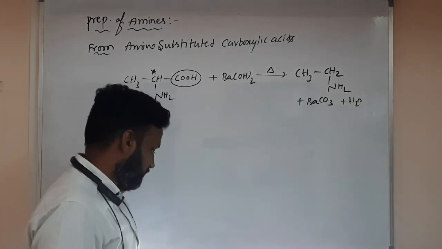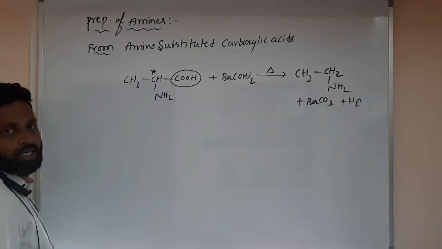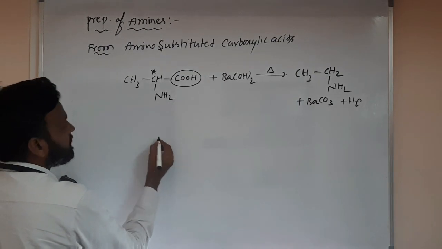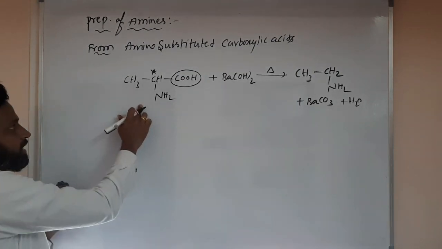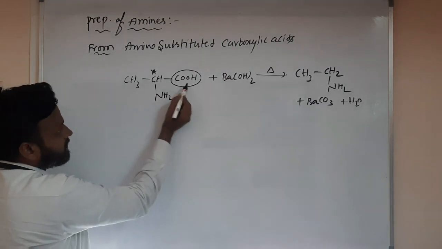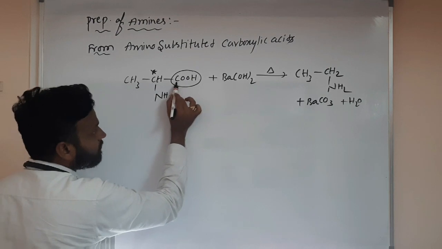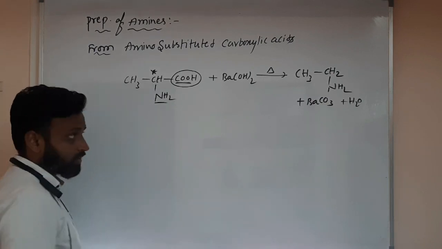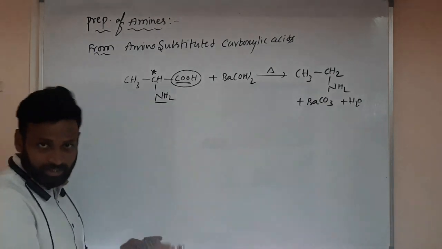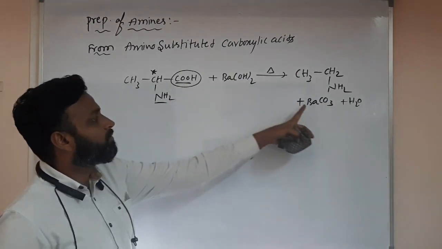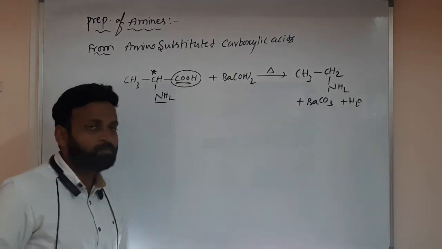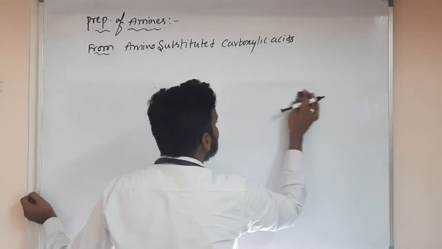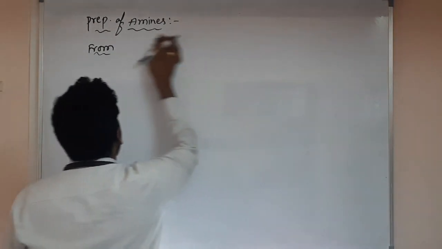So this is one of the important preparations of amines. Whether you take C6H5 or any R group here, one thing is important: only one particular carbon must have both the COOH group and the NH2 group. Then decarboxylation takes place, and COO is removed as BaCO3. Next we have to discuss the physical properties and chemical properties of amines.